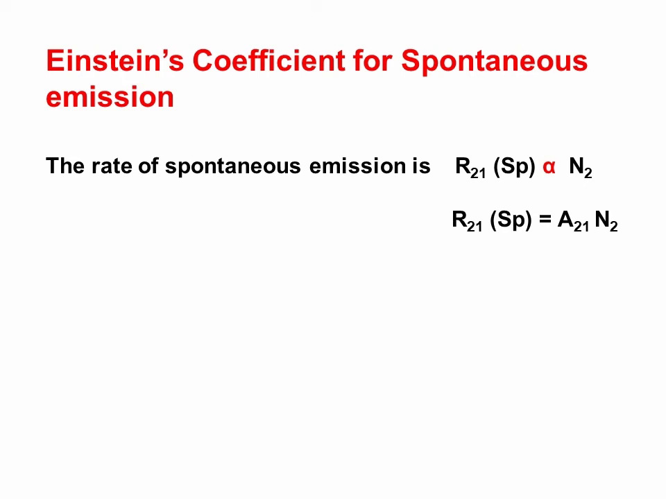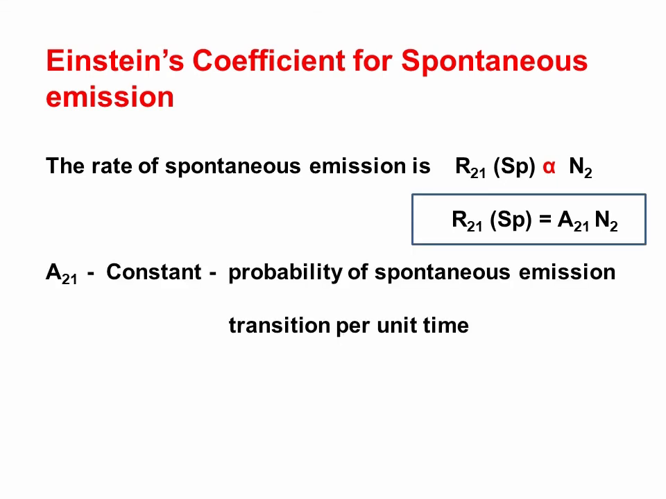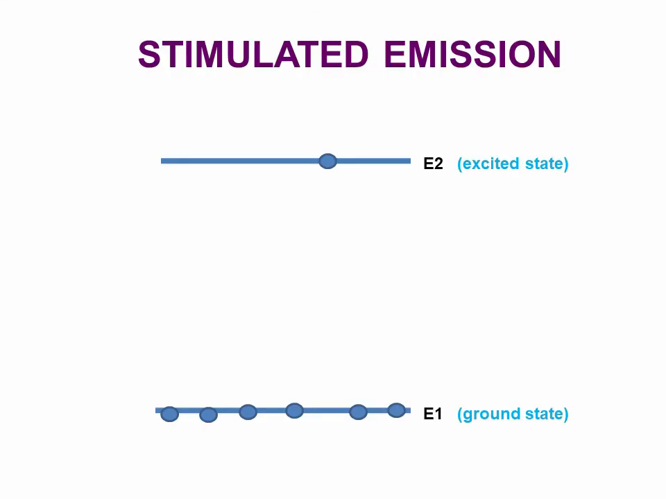So, A21 is a constant, which is nothing but the probability of spontaneous emission transition per unit time. Here, why did we write unit time? Because it is the rate. The rate means per unit time. Next, the third process is stimulated emission.